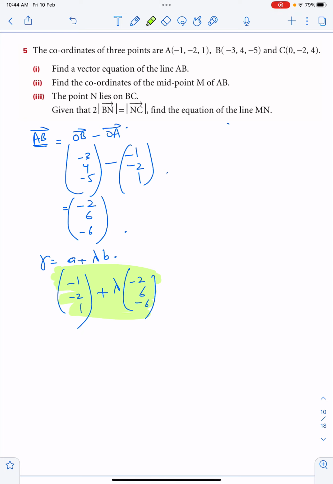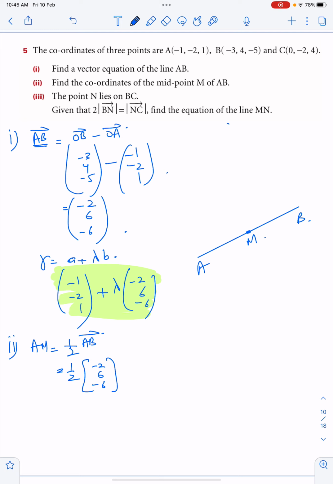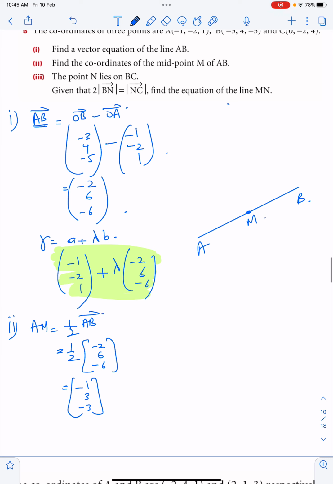Then they're saying find the coordinates of the midpoint M of AB. Okay, we've done a similar question before, but we can do it very quickly again. Assuming M is the midpoint of AB, we already have AB, so let's find AM first. AM is half of AB. AB is (-2, 6, -6), so we get (-1, 3, -3). This is AM.